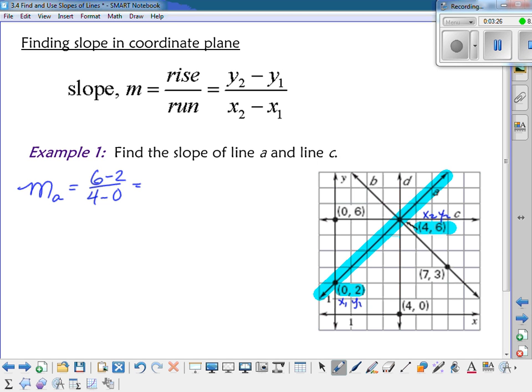So 6 minus 2 is 4. 4 minus 0 is 4. And then that simplifies to 1. So the slope of line A is equal to 1.